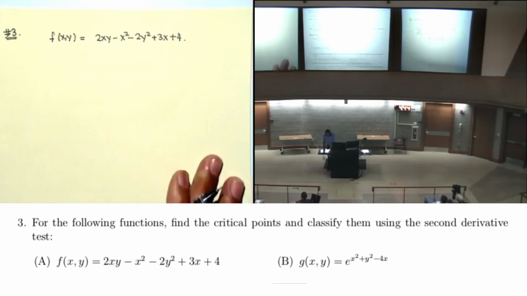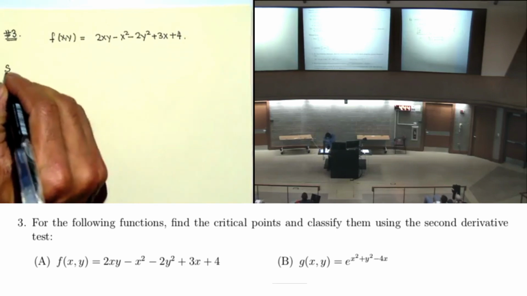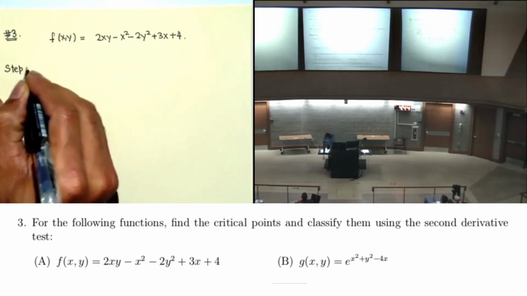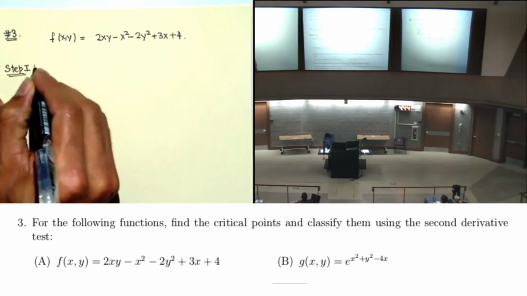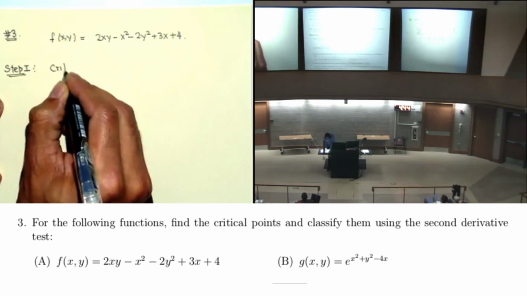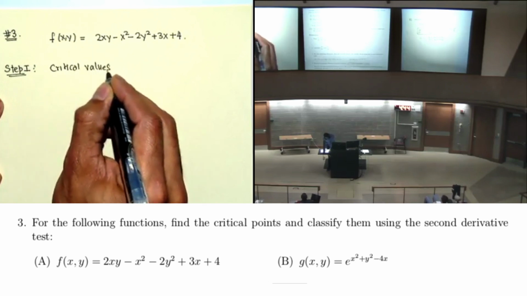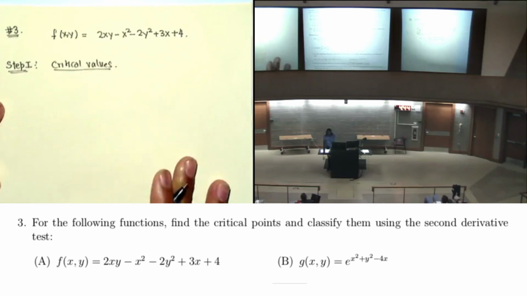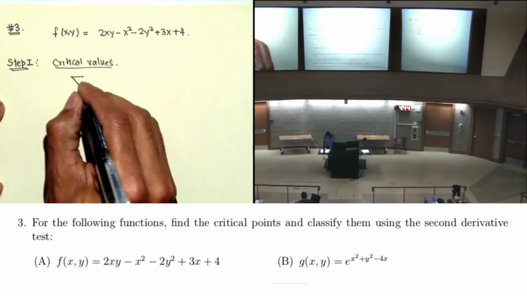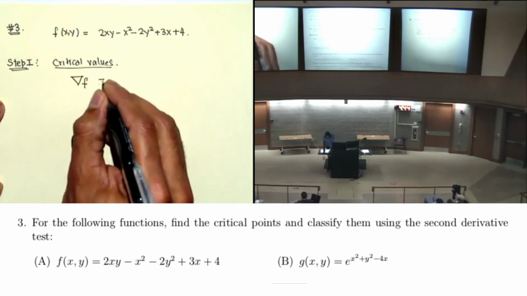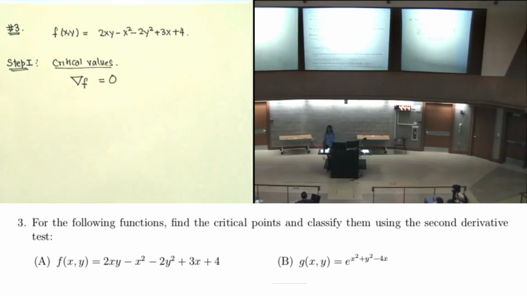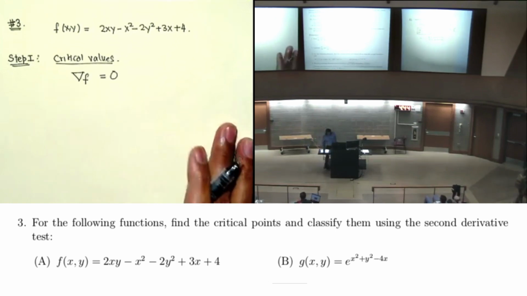So to find the critical value, step number 1: critical value. What we do to find the critical value is take the gradient of the function and set that equal to 0. You compute the gradient of the function which is given, and then you set this equal to 0.